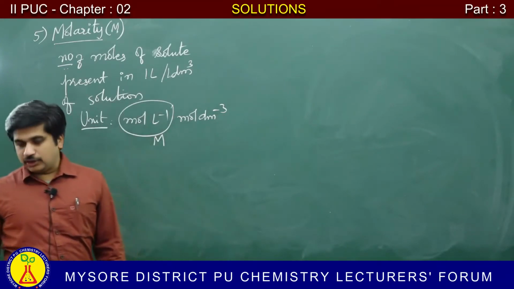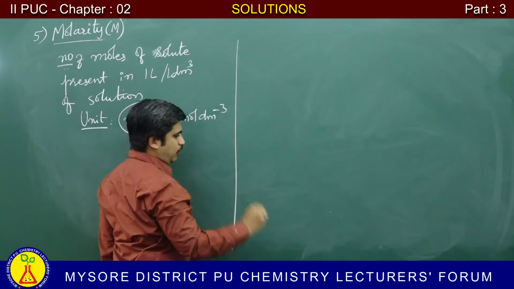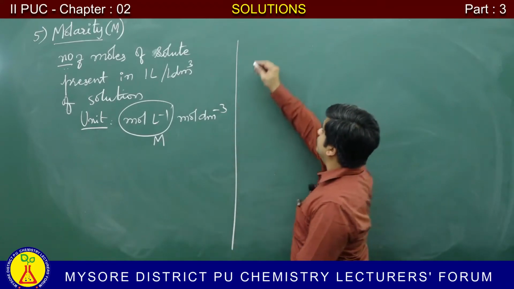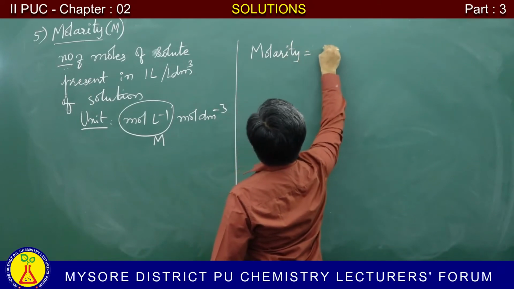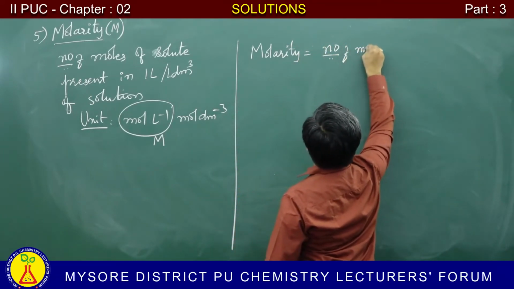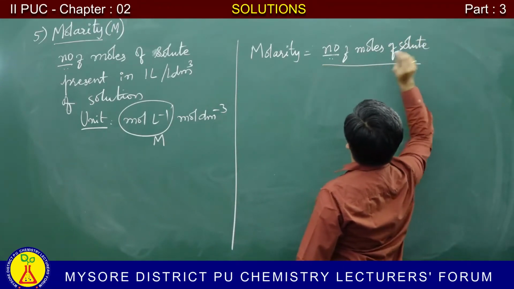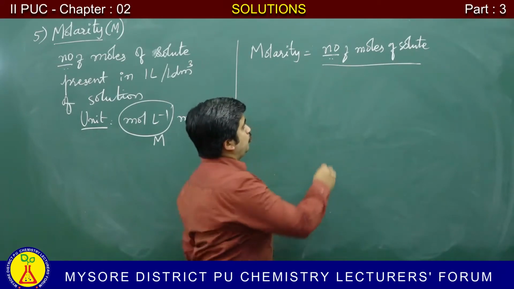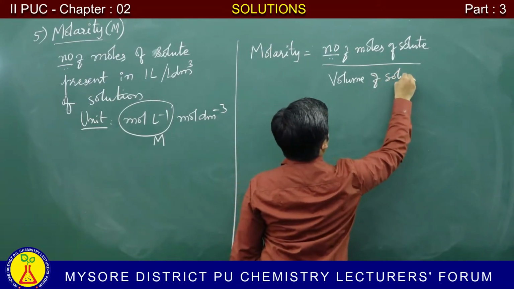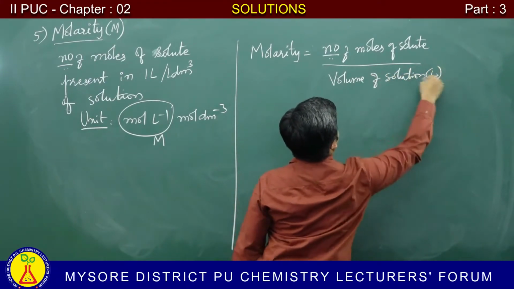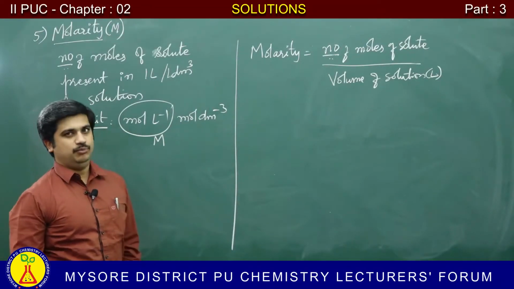Okay. Now, what is the formula? Mathematically, how can we express the same thing? Molarity, see, it is the number of moles of solute, or a particular component, divided by volume of solution, which is in liters. So this is how we express molarity.